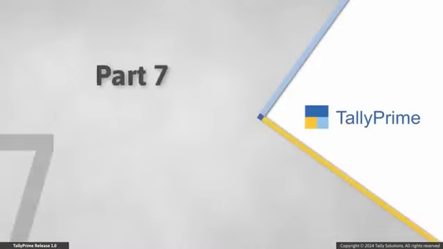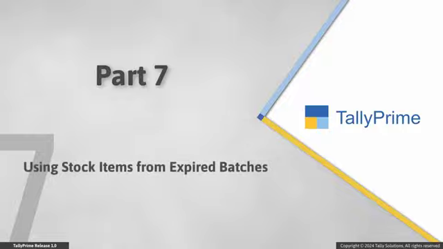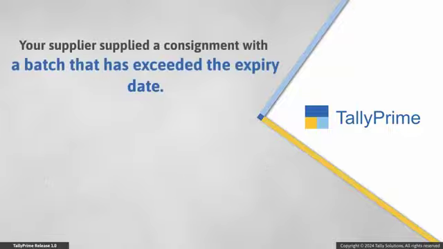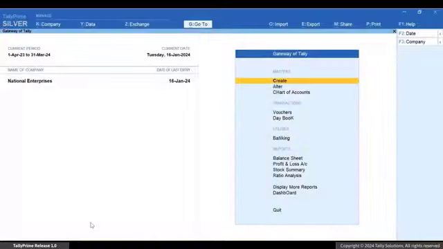Now let's see, during voucher creation, how you can use stock items from batches that have exceeded the expiry dates. Consider that your supplier had supplied a consignment. However, the batch has exceeded the expiry date. In such a case, to return the stock items to the supplier, you will need to record a debit note and use the stock items from an expired batch.